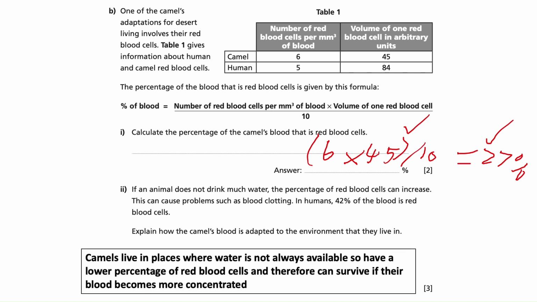So, first of all, camels live in places where water is not always available. They therefore have a lower percentage of red blood cells and therefore can survive if their blood becomes more concentrated. So it's that idea that we're linking where the camels live to the data we're given about the percentage of red blood cells. So we get 1 mark for saying camels live in places where water is not always available. We then get a 2nd mark for saying they have a lower percentage of red blood cells. And a 3rd mark for saying they can survive if their blood becomes more concentrated. Those 3 points score the 3 marks available for this question.